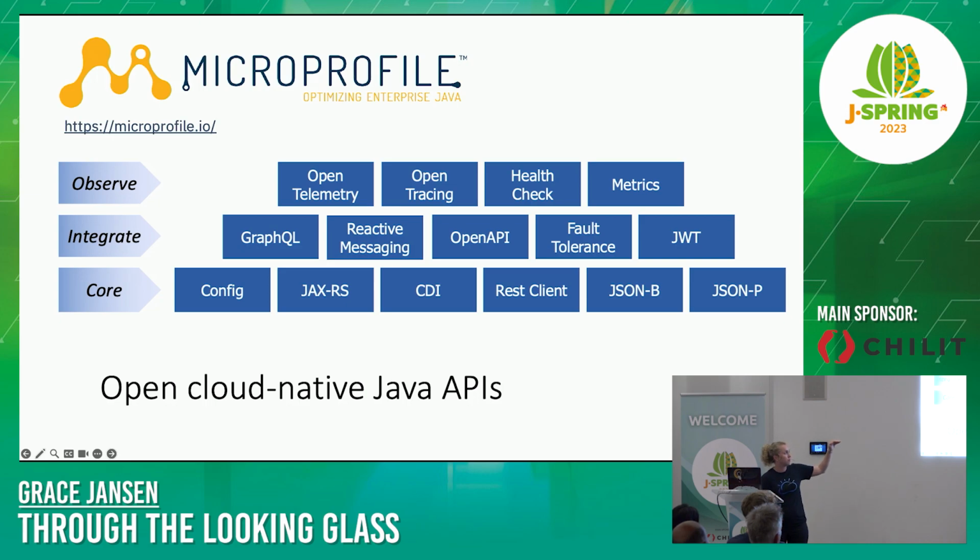And then we have additional APIs on top of this, like, for example, the integrate layer and the observability layer. And in that observability, you'll see metrics. You'll also see OpenTelemetry, but don't look at that yet. We'll get on to that. So metrics is the one that we're focusing on.